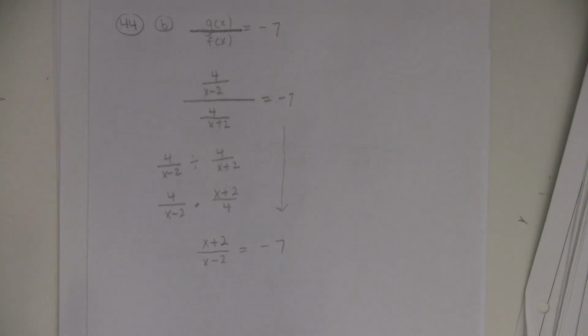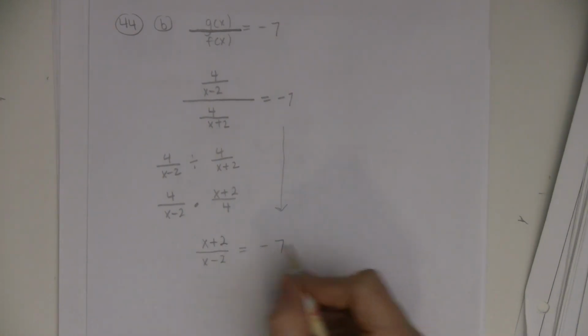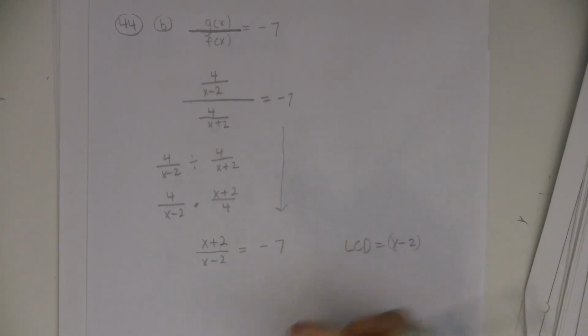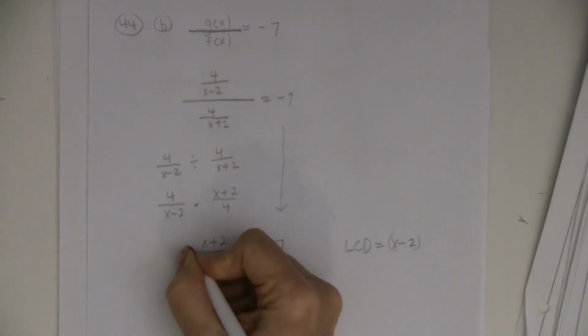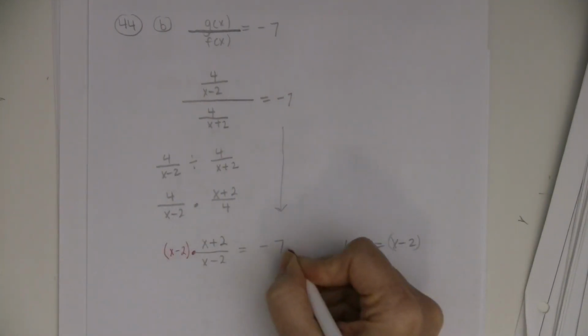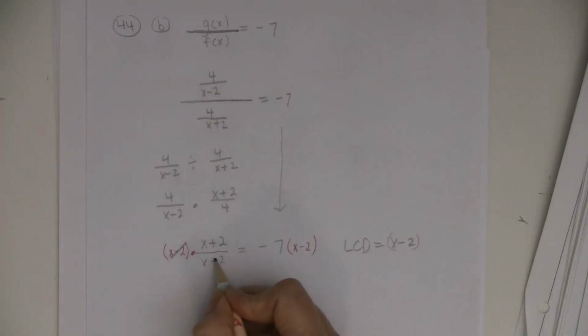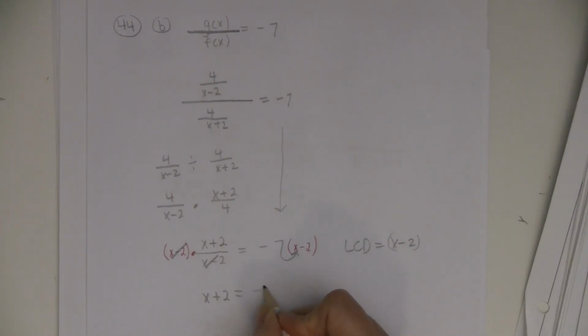And now I want to clear the fraction, because I notice, oh, fraction, I got to solve it. And how you clear the fraction is you multiply by the denominator, or the common denominator. I only have one denominator, so I multiply by x minus 2. So I'm going to multiply the lowest common denominator, x minus 2, right here. And when the dust clears, you get x plus 2 equals, and then you distribute, negative 7x plus 14.